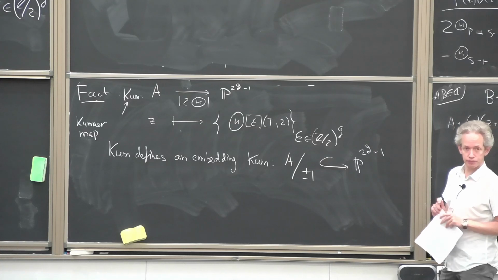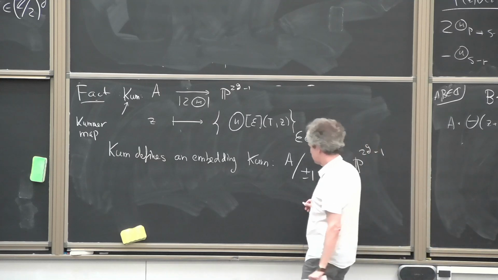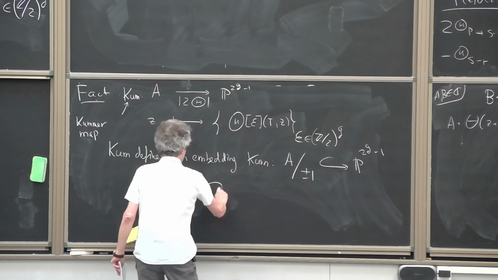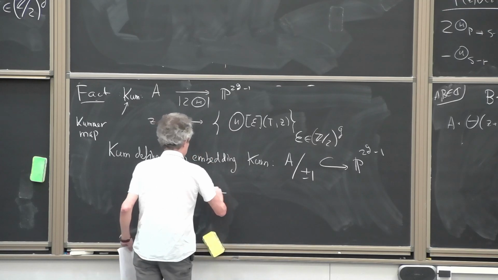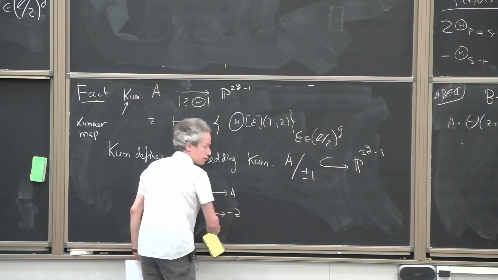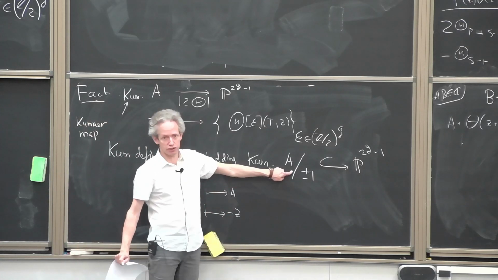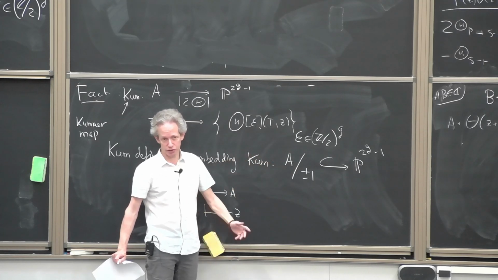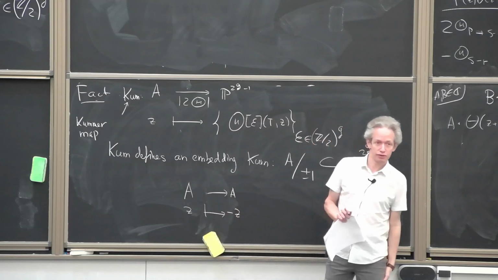Question, yes? The plus minus, so I have a map from A to itself. For any abelian variety, I have a map from A to A that sends z to minus z. And I take a quotient by this map. Warning, this quotient is not going to be smooth. It's going to be singular at the 2-torsion points. I don't care. I mean, I do care, but not for this theorem. More questions?